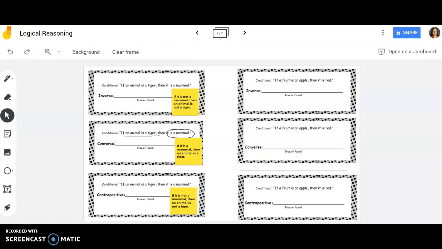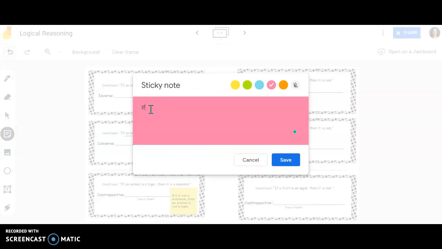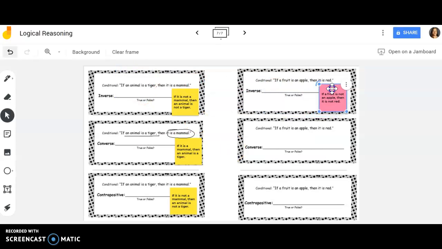Our next problem is: if a fruit is an apple, then it is red. So we want to negate this one. If a fruit is not an apple, then it is not red. If a fruit is not an apple, that's the negation, then it is not red. The nots would make it the negation.